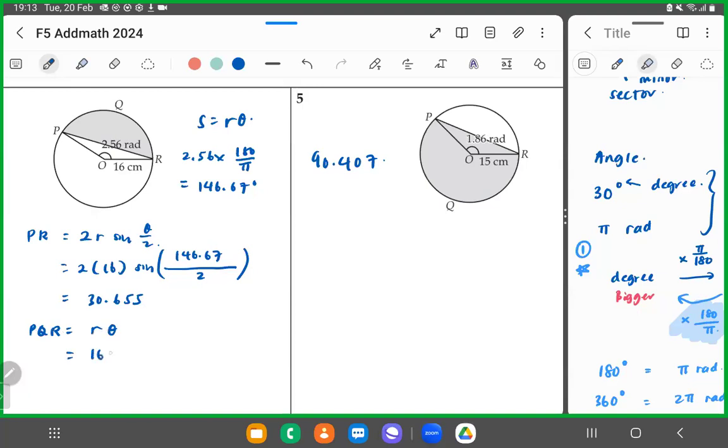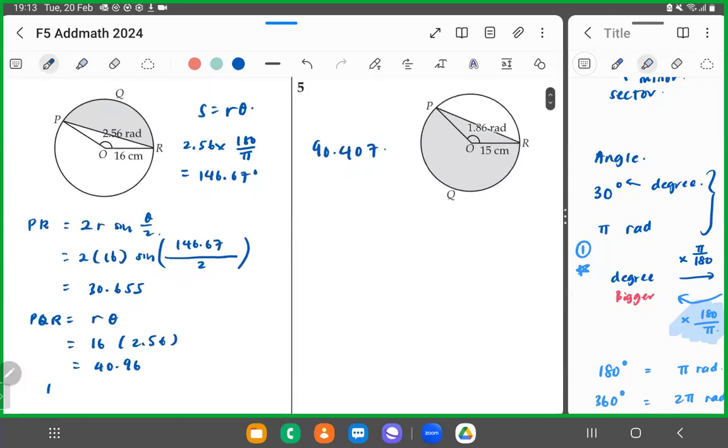Okay, and then the PQR equals r theta. So 16 times 2.56, so you will get 40.96. So perimeter equals these two added together: 30.655 plus 40.96. So you will get 71.615 cm.